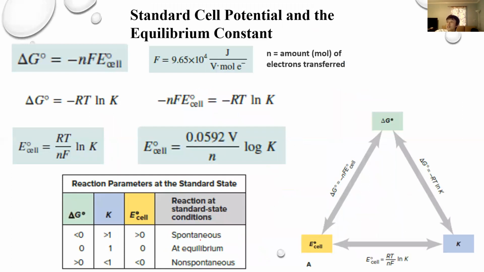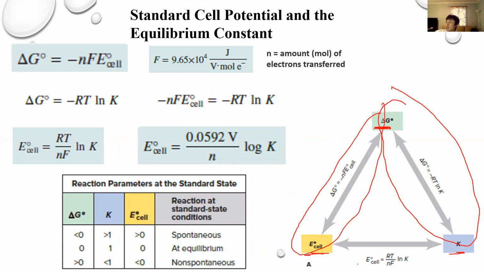This slide gives us the relationship between the overall cell potential, the free energy of the reaction, and the equilibrium constant. In chapter 20, we learned the relationship between two of these, and in this chapter we can correlate all three. The equation between each pair is shown here. That means if you know one of them, you should be able to calculate the other two.